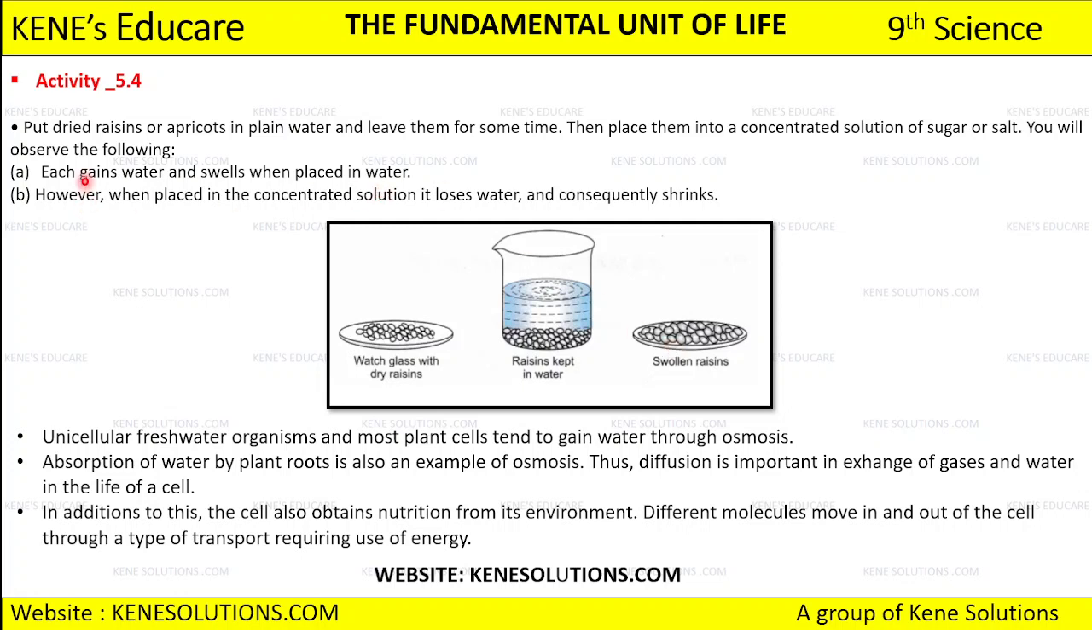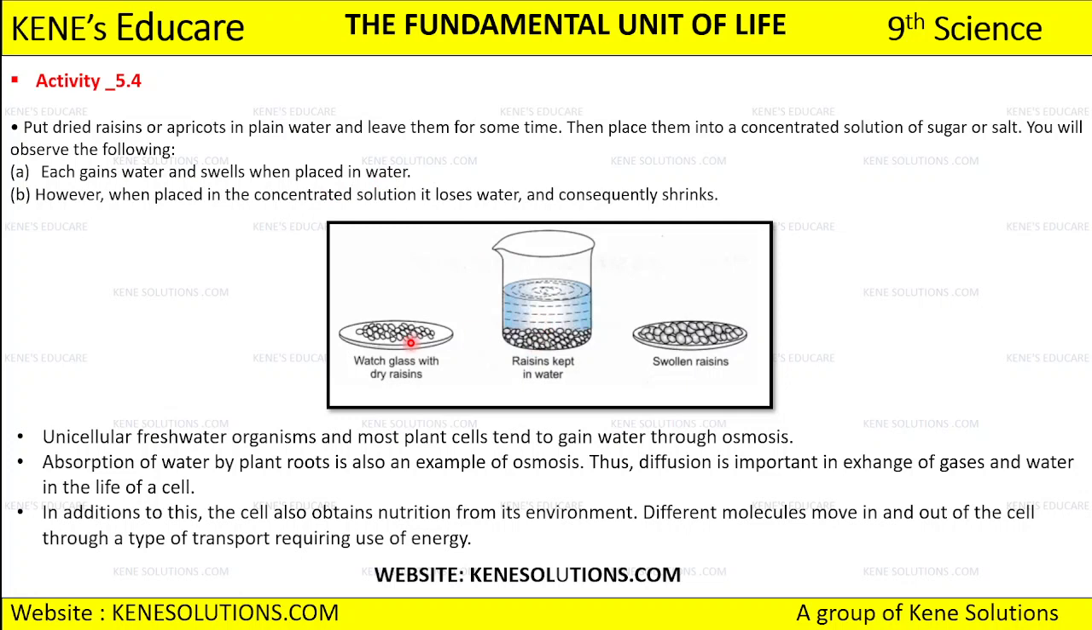So you need to put dried raisins or apricots in plain water and leave them for some time. क्या करेंगे हम, जो हमारा ड्राइड रेजिन है, अगर हम एप्रिकॉट्स ले रहे हैं तो हम उसको एक प्लेन वाटर में रखेंगे and we have to keep that in the water for some time. Okay, then place them into a concentrated solution of sugar or salt. अब पानी के अंदर रखने के बाद हम उसको डालेंगे एक concentrated solution of sugar या salt के अंदर, and what you are going to observe is you will see that each is going to gain water and they're going to swell when you are placing that in the water.